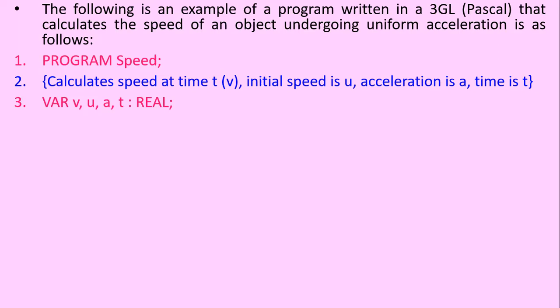Then we declare variables. In this case, statement number 3 is var, for variable, and the variables we have are v, u, a, t, and the type of data that these variables or memory locations will hold is of type real, simply meaning it is data that contains fractions or decimal points.